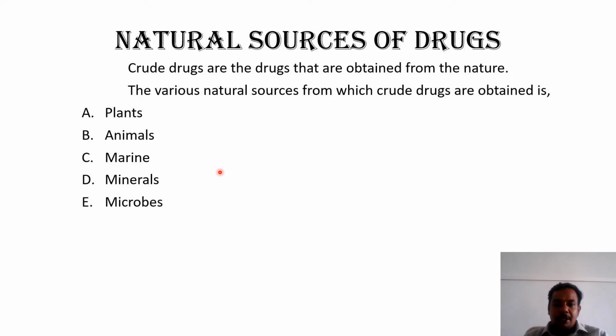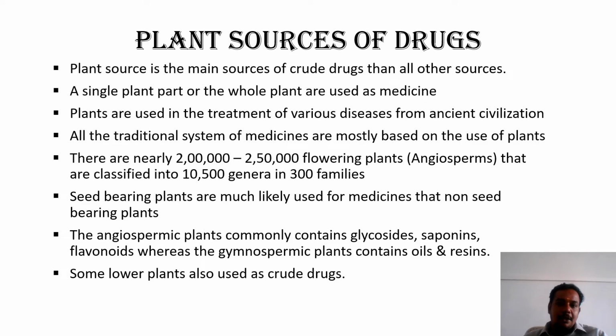So if anybody asks what are the various natural sources of crude drugs, then the answer is plants, animals, marine, minerals and then microbes. And if you tell the answer in the same order, then it will be exactly right. Why? Because among all those 5 sources, plant is the majority source. From plants only we are getting the majority of the products, so we mention it at the top. Based on how many crude drugs we obtain from these sources, the rank has been given, so that we can read it in the same order, right? Let me see in brief about these sources in the upcoming slides.